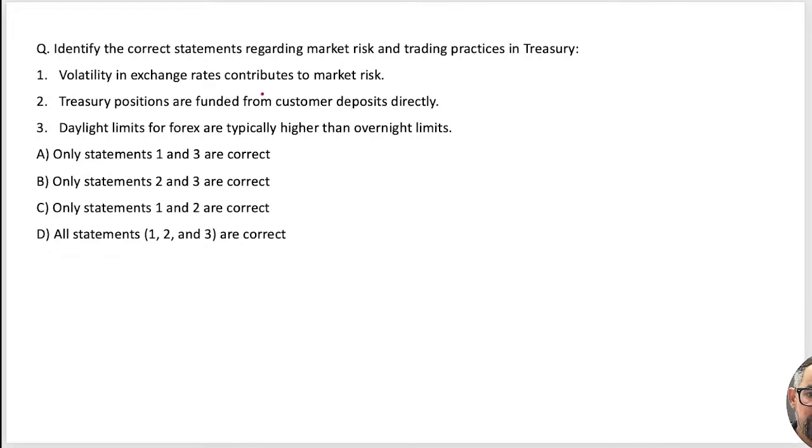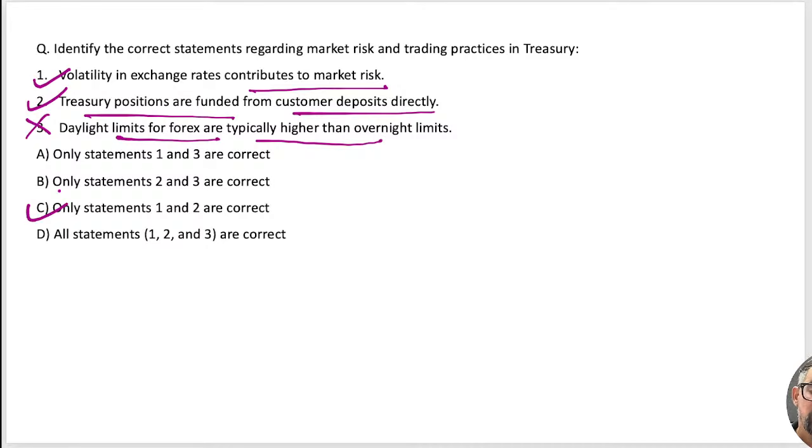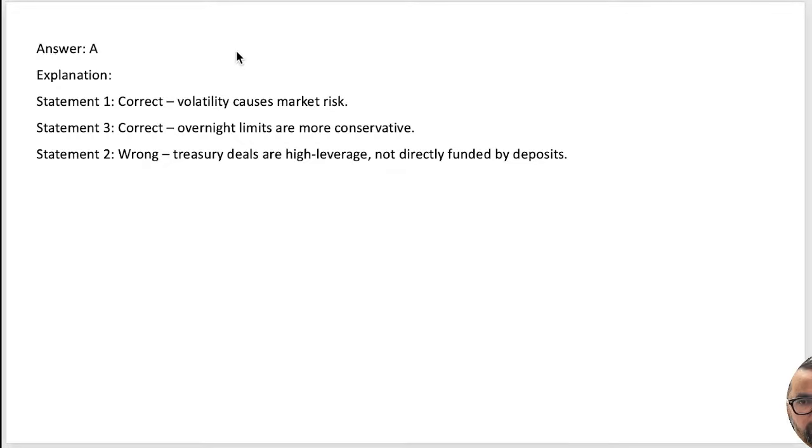So volatility in exchange rate contributes to market risk. Another one is treasury positions are funded from the customers' deposits directly. Yes. Daylight limits for forex are typically lower than the overnight limit, right? So 1 and 2, option C should be the right answer for this. Volatility, sorry, 1 and 2, option C is what you guys are saying. Let me just check the answer. A is the correct answer, sorry.